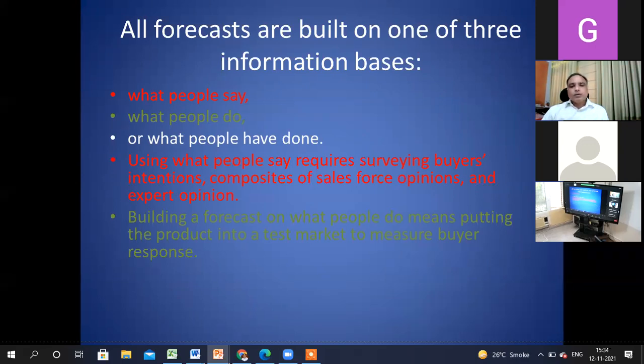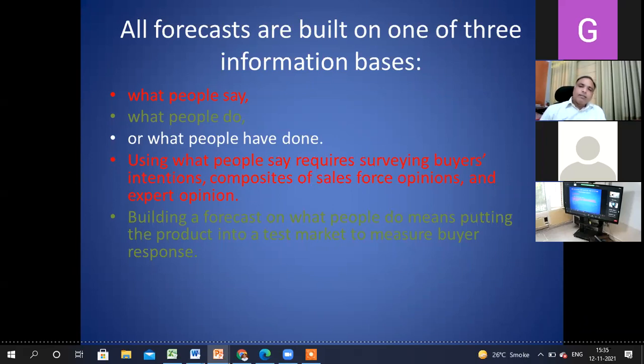Building a forecast on what people do means putting the product into a test market to measure buyer response. So if you are planning to launch a product with a new feature or new packaging, talk to customers, make a survey, or request a customer to test the product, whether the customer likes your product or rejects it. So here, what people will do when they see this product, whether they will like it or they will reject it.